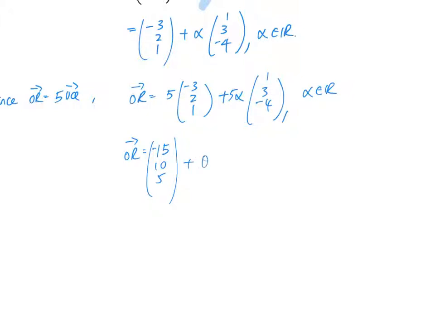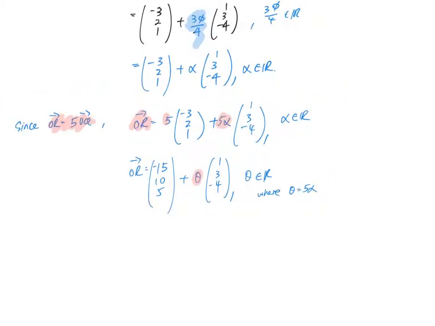Maybe just call it theta. Because the question has already used theta, theta is real, where basically my theta is my alpha. Because OR is 5 times OQ, I multiplied by 5, and I just replaced the alpha with theta.